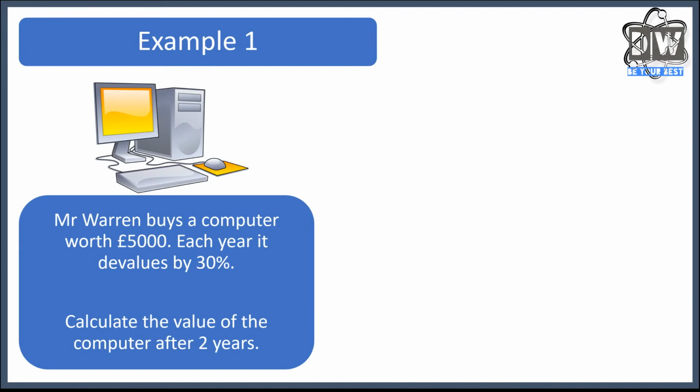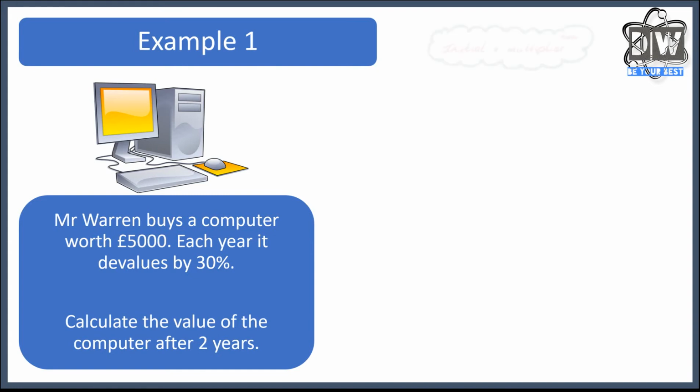So, Mr. Warren buys a computer. It's worth £5,000. Amazing. It's the best computer I've ever bought. Each year it devalues by 30%, and we know that computers and technology in general devalue quite quickly. Calculate the value of the computer after 2 years.